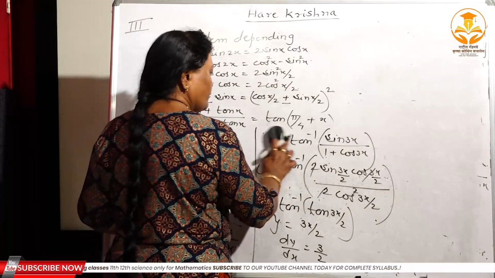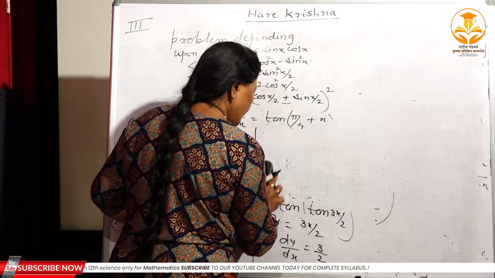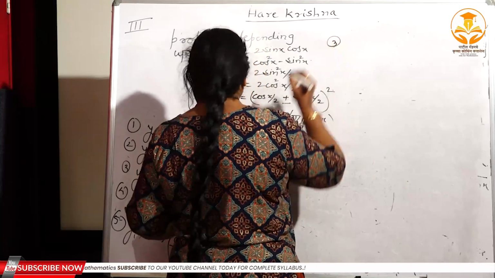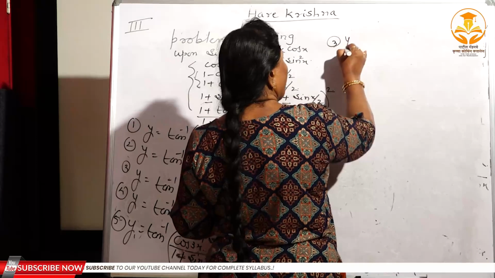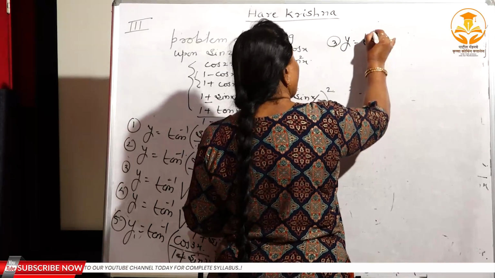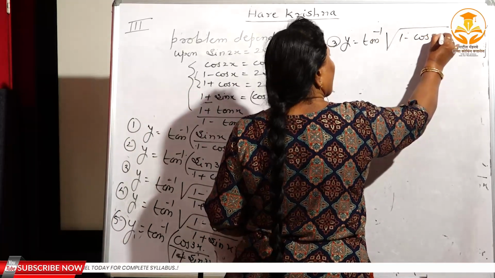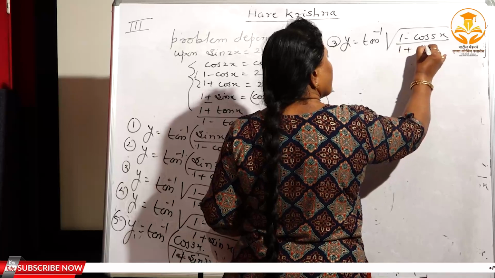Again the third one, very simple. Third problem, see the third one. That is y is equal to tan inverse of root of 1 minus cos 5x divided by 1 plus cos 5x.